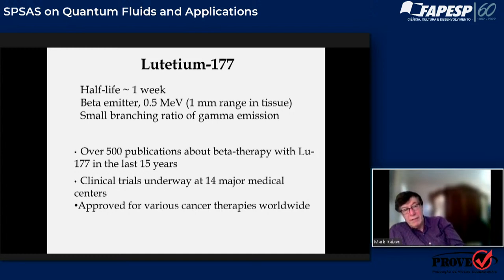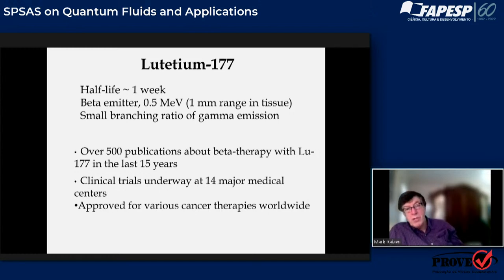Lutetium-177 is a radioactive isotope. It has a half-life of 1 week, so that's convenient for producing it at a reactor and sending it anywhere in the world. It emits a beta with an energy of about half an MeV, which gives you a range in tissue below 1 millimeter, and it also has some small branch gamma emissions, which can be used for medical imaging.